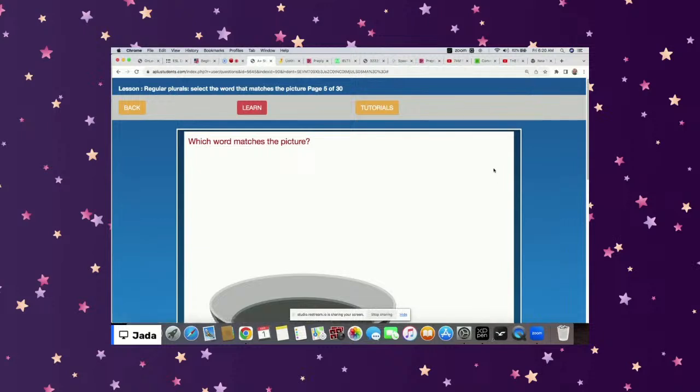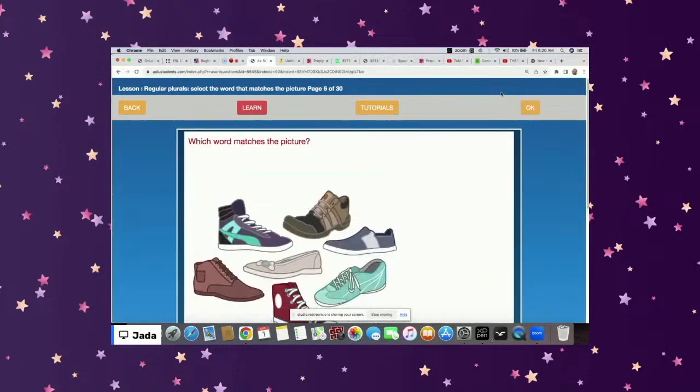You need to be able to identify how many you see. So if you see so many like this, you know that you have to add s. But if you see only one, then it is shoe. But if you see so many, this is how many? This is seven. So it's shoes. You need to add s to it.